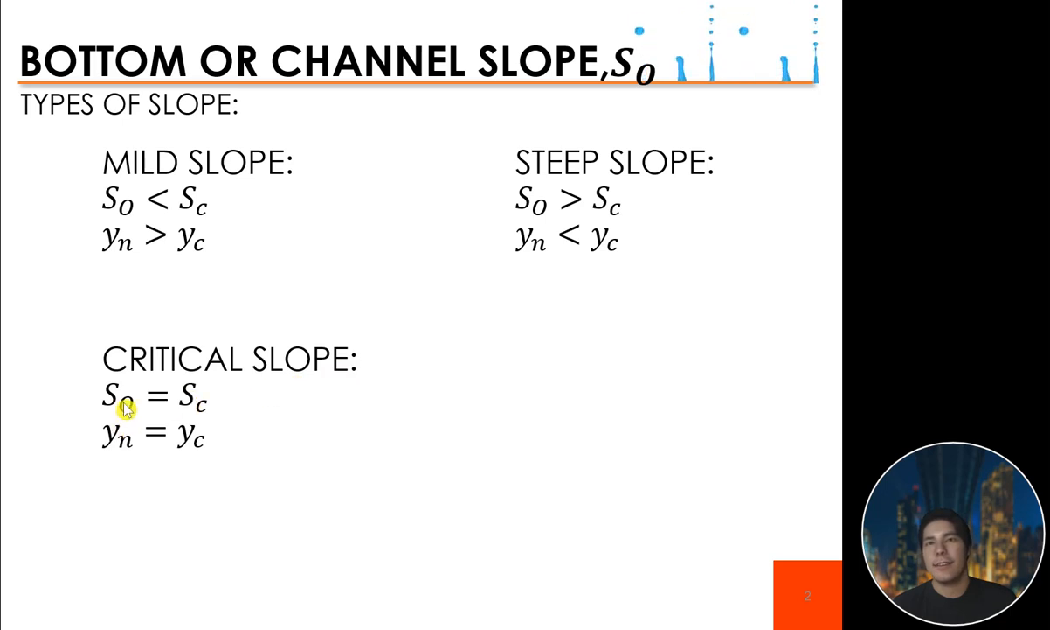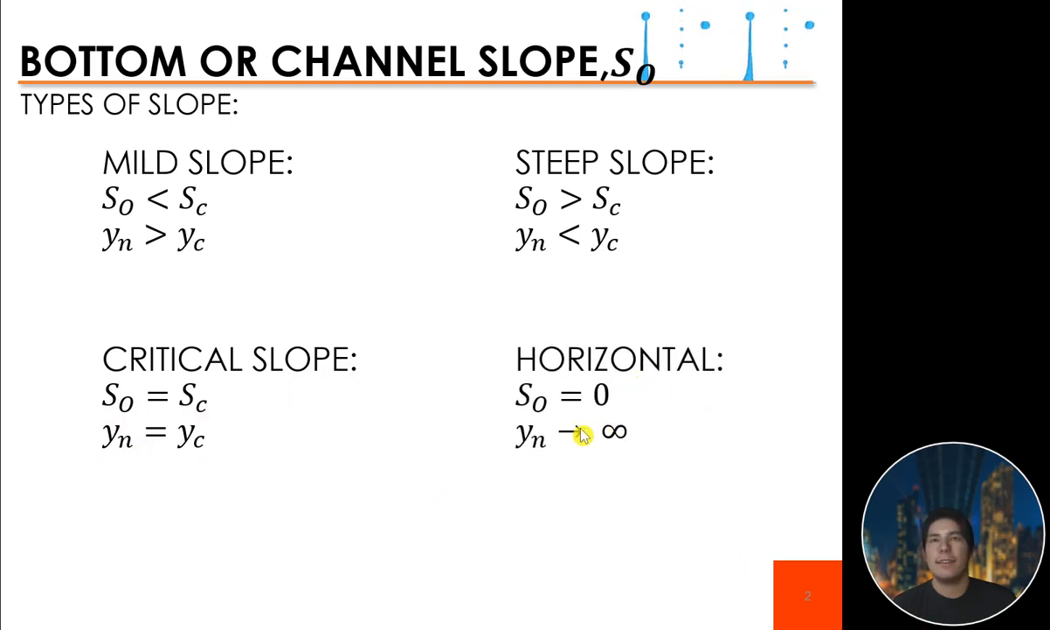And critical slope is when S0 and SC are equal, or YN and YC are equal. And we have the horizontal slope, when the slope is 0, meaning it is flat, and YN approaches infinity.